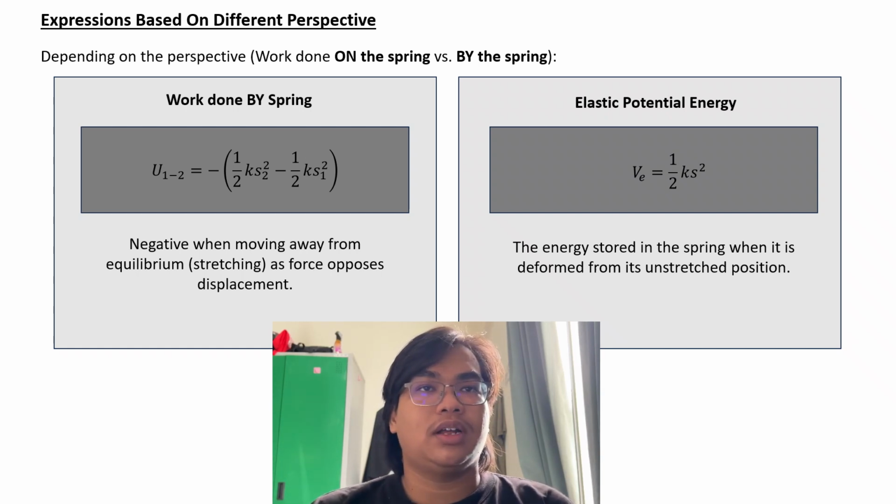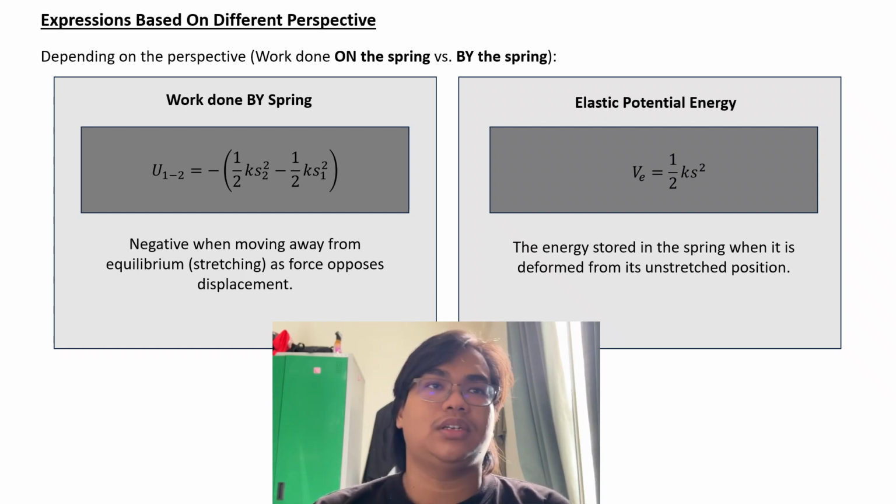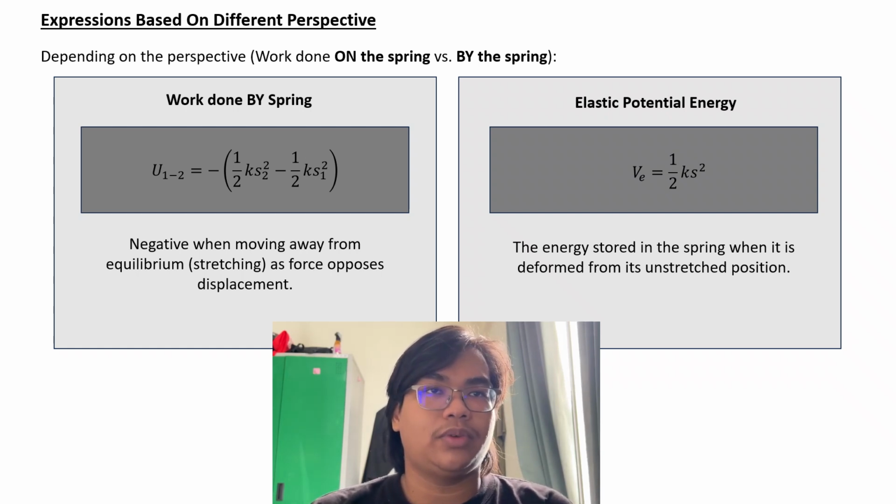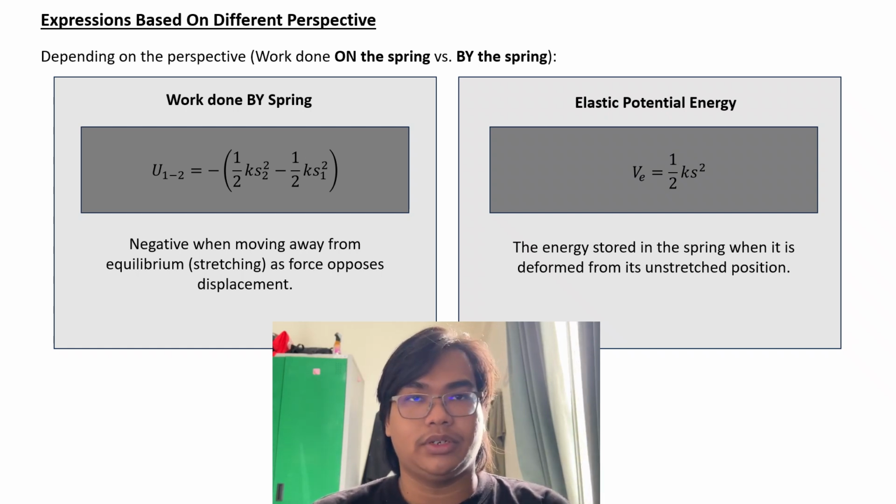The difference is between work done on the spring versus work done by the spring. Looking at the left box, we have the expression for the work done by the spring. The equation is U sub 1 to 2 equals negative, open parenthesis, 1/2 K S2 squared minus 1/2 K S1 squared, close parenthesis. It's crucial to note the negative sign here. The work done by the spring is negative when it's moving away from equilibrium, meaning it's being stretched or compressed. This happens because the force exerted by the spring acts in the opposite direction of the displacement.